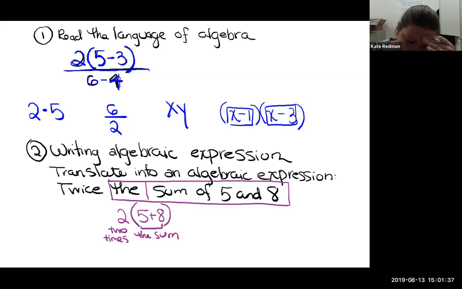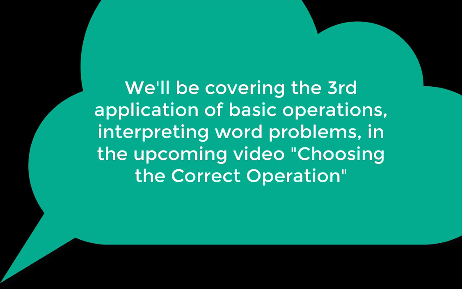I'm not going to do a ton more problems with you. The other application of this, which would be number 3, is interpreting word problems. So don't worry, guys, it's not that I just forgot about this application in this video. We are going to be looking at interpreting word problems for our entire next unit. I know it's a unit that a lot of students struggle with, and so that's what we're going to have coming up. The very first lesson I'm going to do as part of that unit is choosing the correct operation. So look for that in the next couple of weeks.